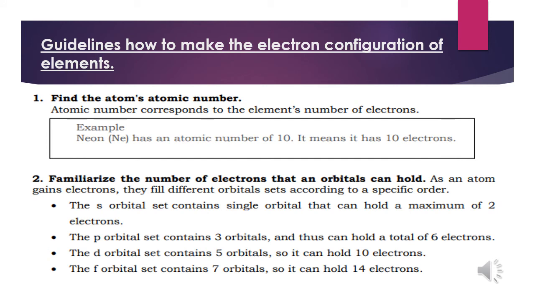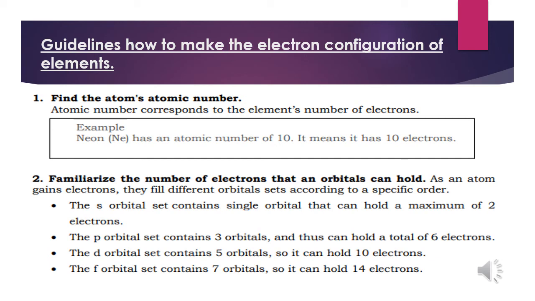These are the guidelines on how to make the electron configuration of elements. Number 1. Find the atom's atomic number. The atomic number corresponds to the element's number of electrons. Example, neon. Neon has an atomic number of 10. It means it has 10 electrons.